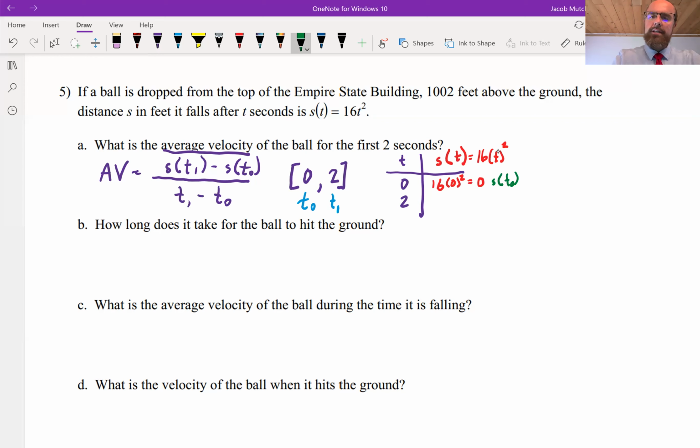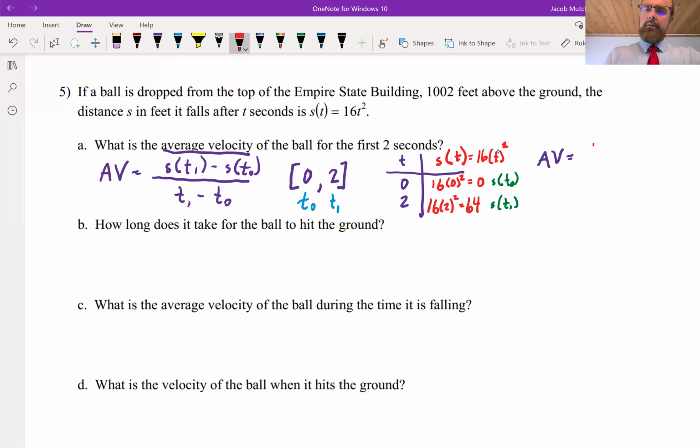And then our s at t1 will be how far it's fallen after 2 seconds. So that's 16 times 2 squared. 2 squared is 4 times 16 is going to be 64 feet. So we're ready to set up our average velocity fraction here. So I'm going to use the formula that we just wrote over here, but we'll actually plug in our numbers.